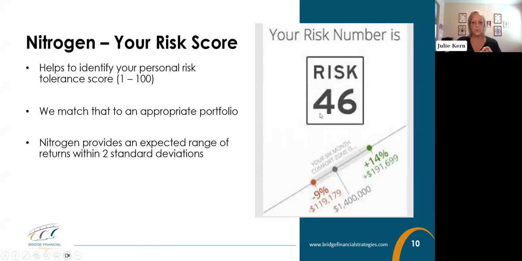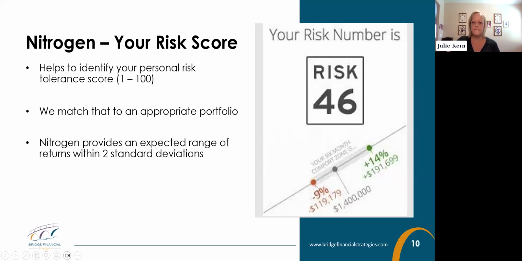And then when we see that risk score, we compare that to the different portfolios that we use, and we match it up with a portfolio that would be appropriate, with a similar risk score. Maybe not exactly, but somewhere in the ballpark. And then Nitrogen also provides your expected range of returns as well as your average returns.